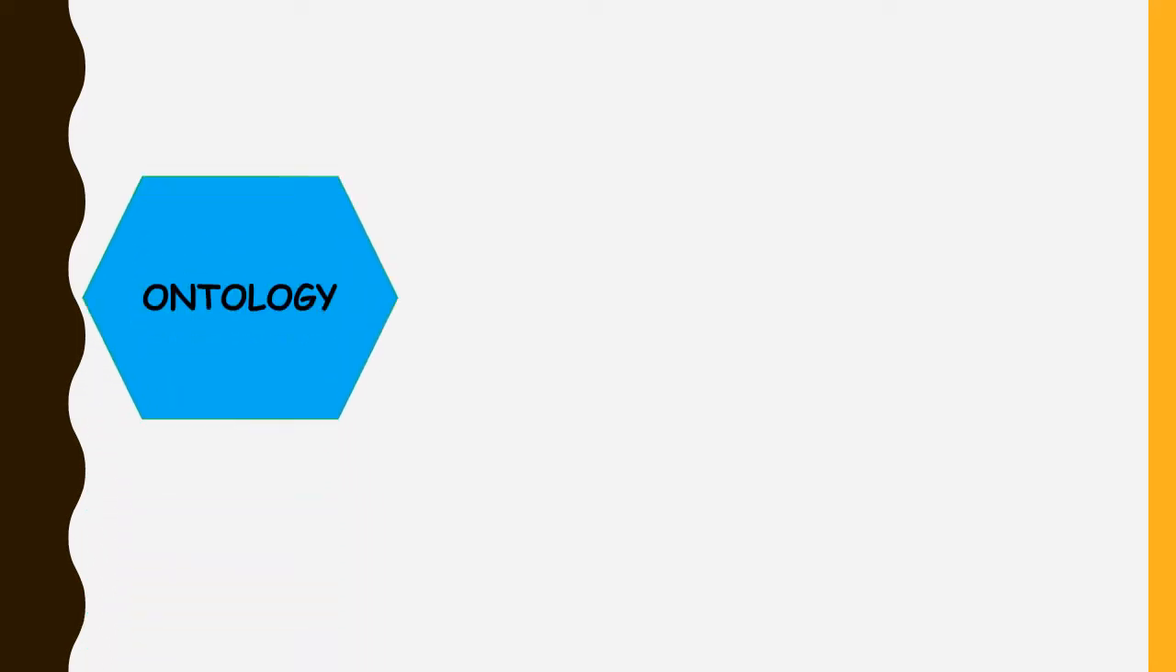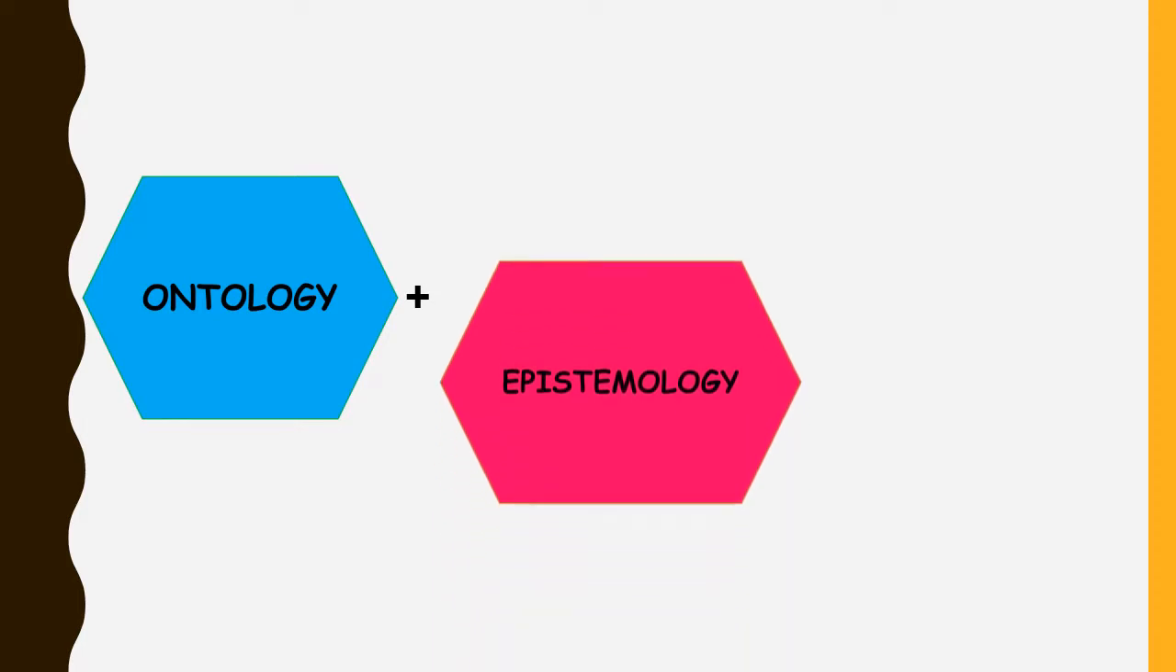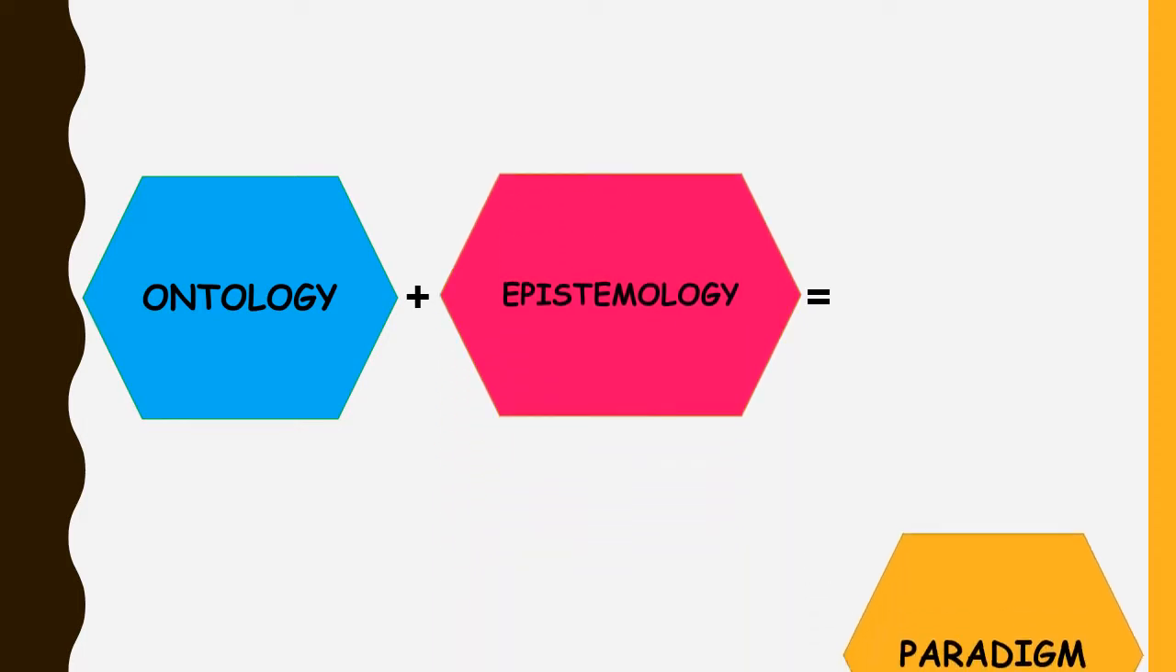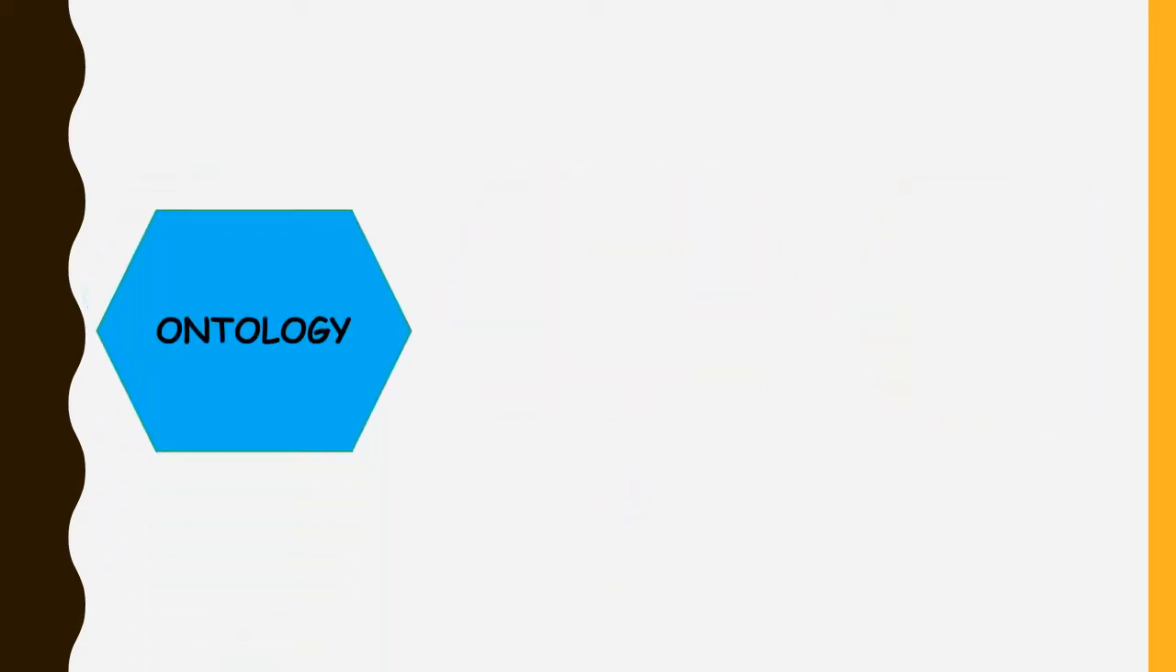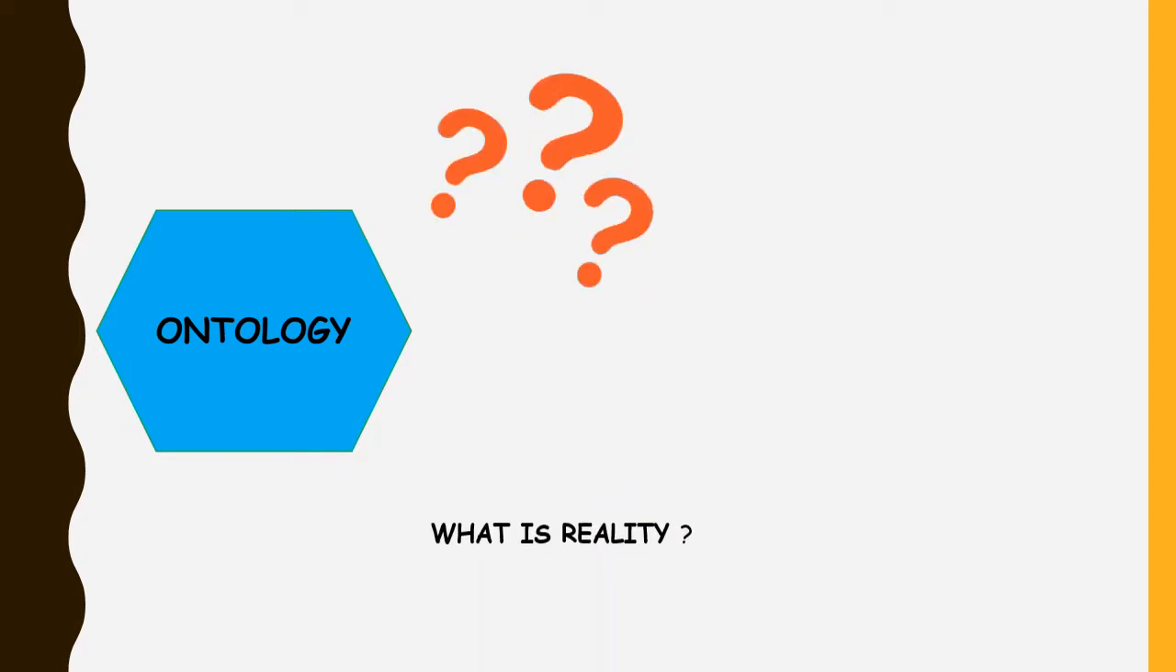In the simplest terms, the following pictures describe the relationship between ontology, epistemology, and research paradigm. So what do ontology and epistemology mean? Ontology means to examine the nature of reality, while epistemology examines how you can examine reality. Ontology is interested in addressing the question, what is reality?